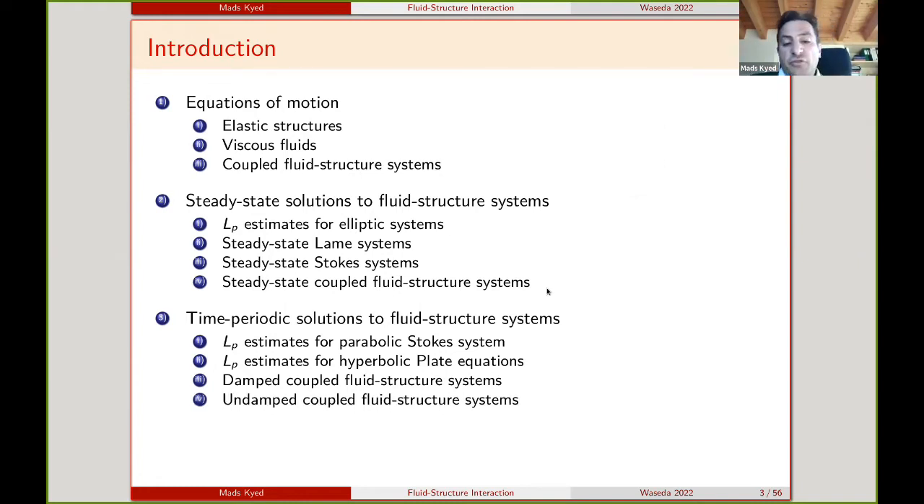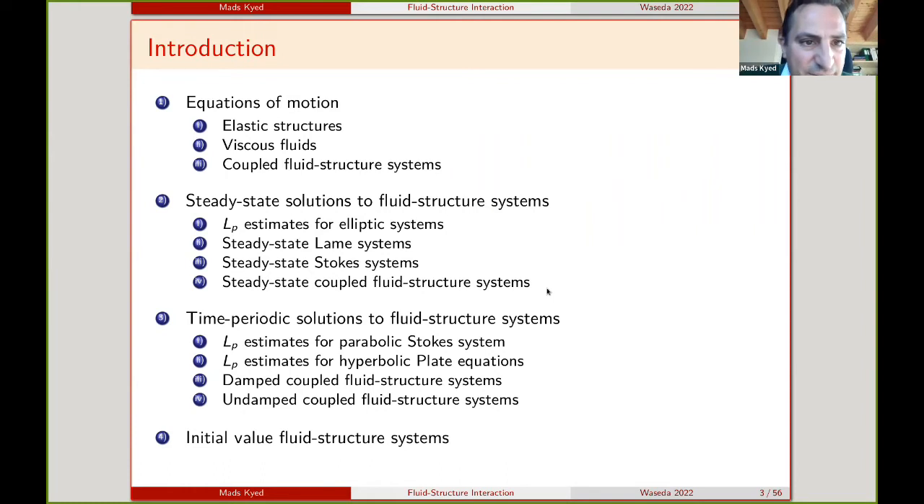But then I will also look at how in certain cases to get results even if you don't introduce damping. Okay, so I will focus here only on the plate equations because there are no results, at least not to my knowledge, on the fully 3D coupled Navier-Stokes and the 3D elasticity equations. Okay, and at the end I will talk about initial value fluid structure systems, and that's the plan for the talk.